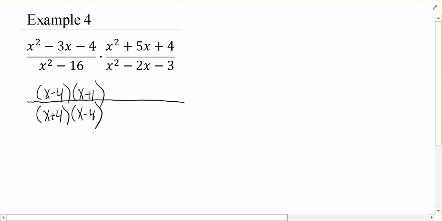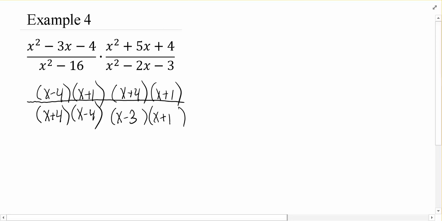Now if I go to the upper right, I need something that multiplies to be positive 4, but adds to be positive 5. So that's going to be 4 and 1. And then in the lower right, I need something that multiplies to be negative 3, but adds to be negative 2. So that's going to be negative 3 and positive 1.